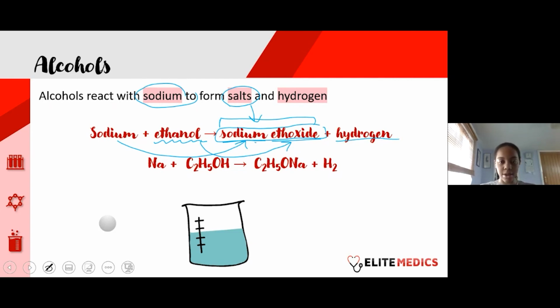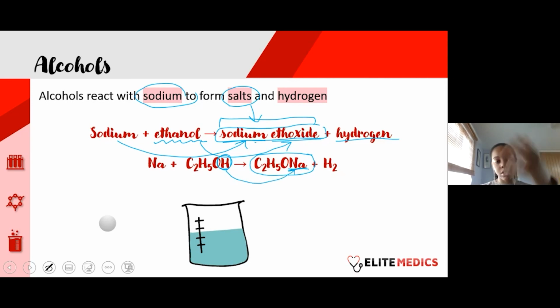Okay, now something that's also worth knowing is what the chemical formula of sodium ethoxide is. Okay, so interestingly, what happens is that in our alcohol, the H from our OH group is essentially replaced with our metal.